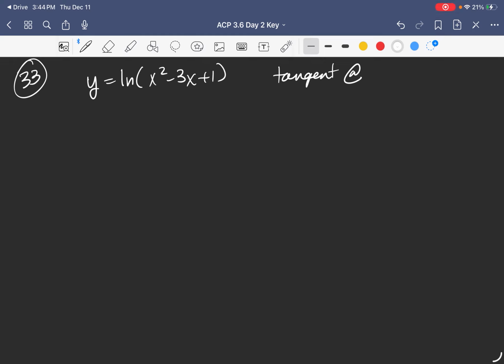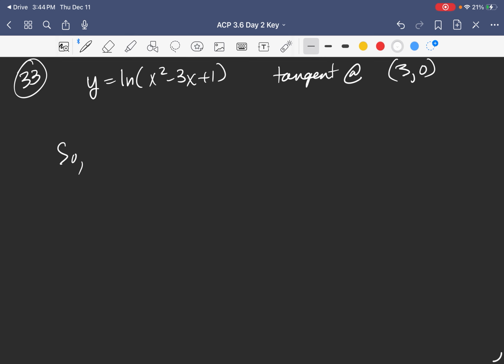Now I need to do 33. Let me see, what is 33? So 33 is y is equal to the natural log of x squared minus 3x plus 1. And I want to find the equation of the tangent line at what, comma what? At 33, sorry. So this one is this. I want to find it at 3, 0. 3, comma 0.